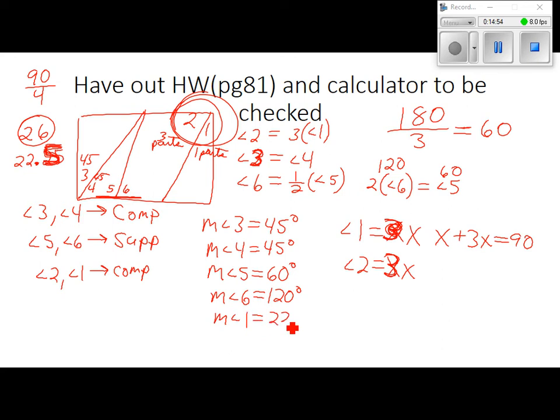I'm hoping. You guys are quiet now. It worries me. 22.5. Did I do something wrong? Is that right? Not yet. Measure of angle 2. 67.5. What are we gonna do to that? Times it by 3. 67.5, you said? Yep.